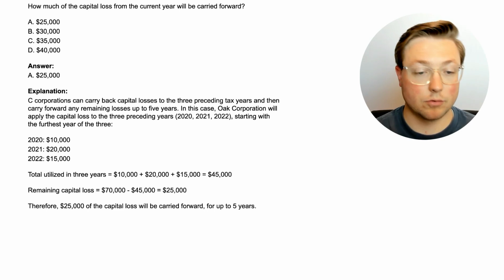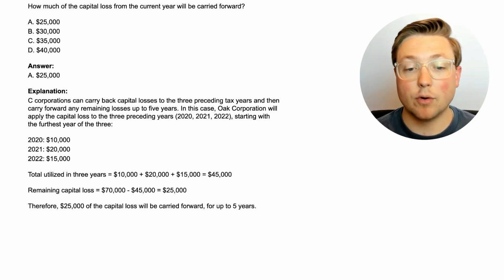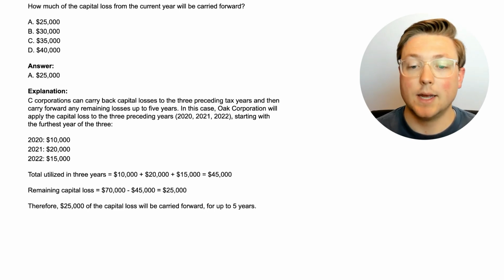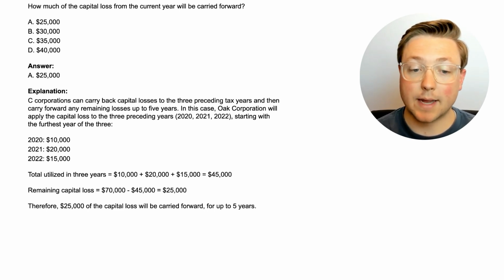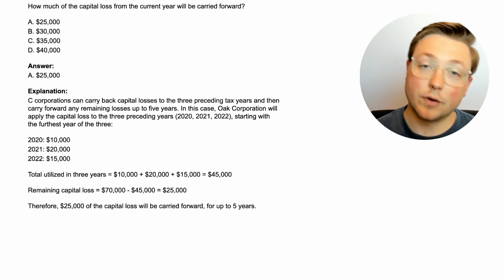So let's read through this. C corporations can carry back capital losses to the 3 preceding tax years and then forward any remaining losses up to 5 years. In this case, Oak Corporation will apply the capital loss to the 3 preceding years, 2020, 2021, and 2022, starting with the furthest year of the 3.